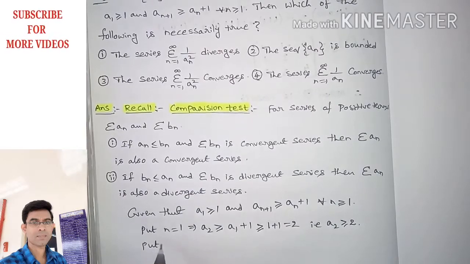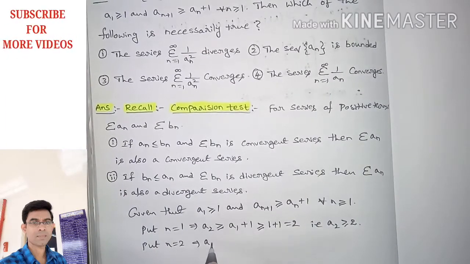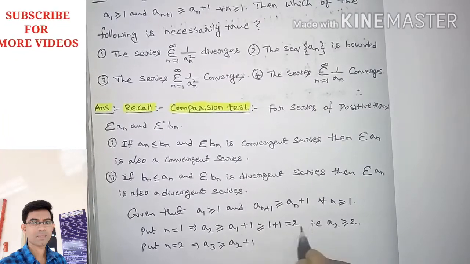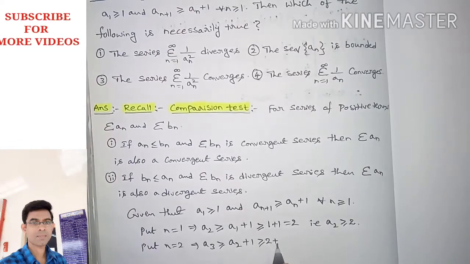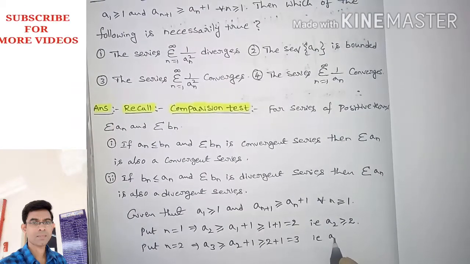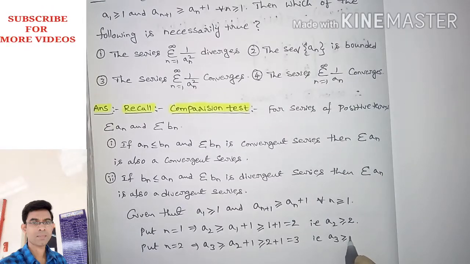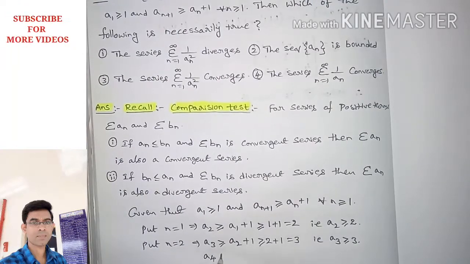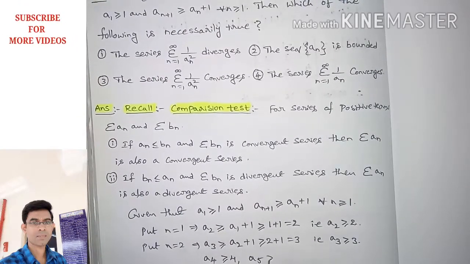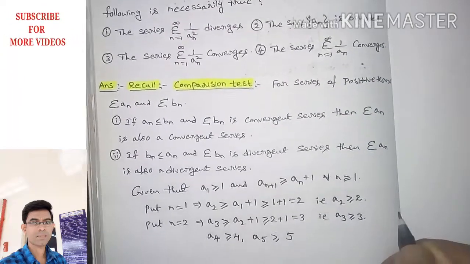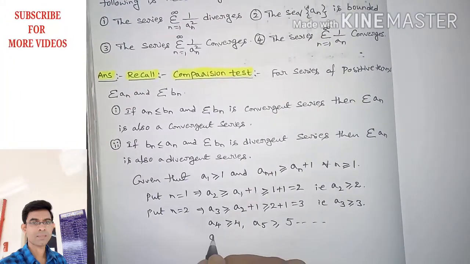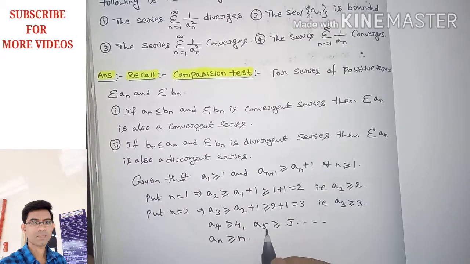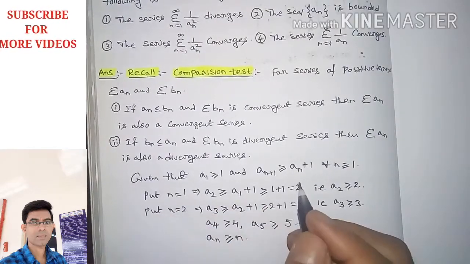Now put n = 2, a_3 is greater than or equal to a_2 + 1, but a_2 is greater than or equal to 2. So this is 2 + 1, which is equal to 3. That is, a_3 is greater than or equal to 3. In a similar fashion, we get a_4 ≥ 4, a_5 ≥ 5, and so on. In general, we get a_n ≥ n, and this is true for all n. Now we'll see the options.